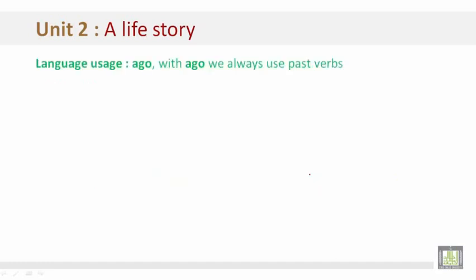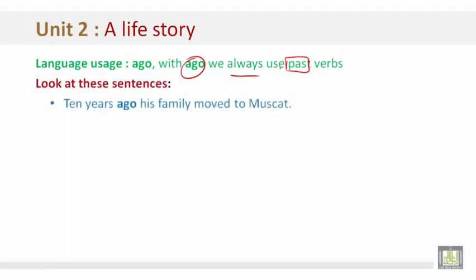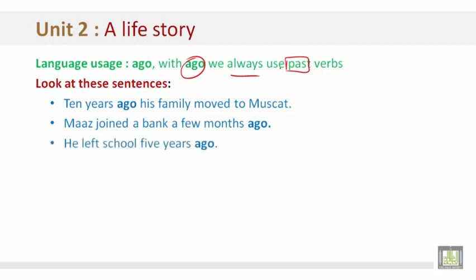Language usage. Ago. With ago, we always use past verbs. Look at these sentences. 10 years ago, his family moved to Muscat. Maz joined a bank a few months ago. He left school 5 years ago. Remember, with ago, we always use past verbs. He left. This is a past verb. School 5 years ago. I saw Faisal 10 minutes ago.